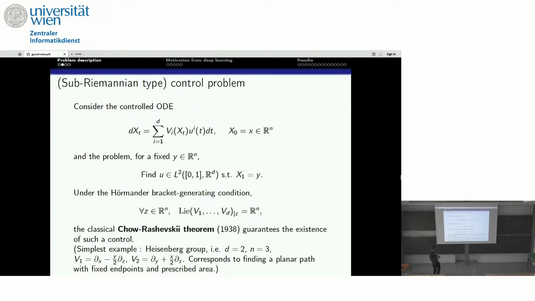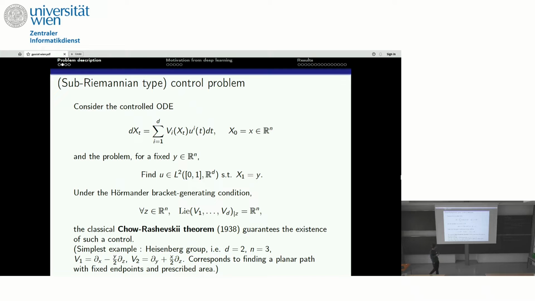Okay, and this, like I said, is very classical. In fact, this theorem, which is called the Chow-Rashevskii theorem, is from the 19th century. So we are always going to be in this setting where we assume that these vector fields do satisfy this condition.